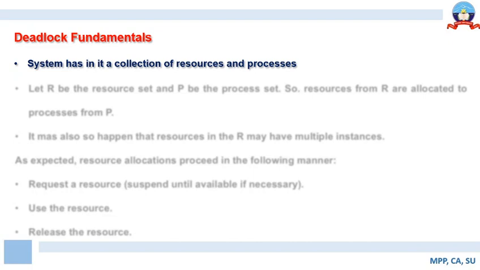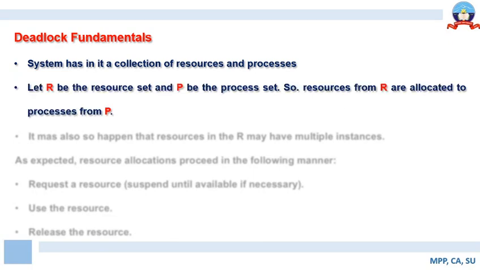Again, I'm repeating it. A typical computer system may have a collection of resources. It may have a collection of processes, wherein the process set utilizes the resources in order to perform purpose-specific operations. Let us simplify it with the help of a contextual explanation. Let R be the resource set and let P be the process set. So, the resources from the resource set R are allocated to the processes from the process set P.